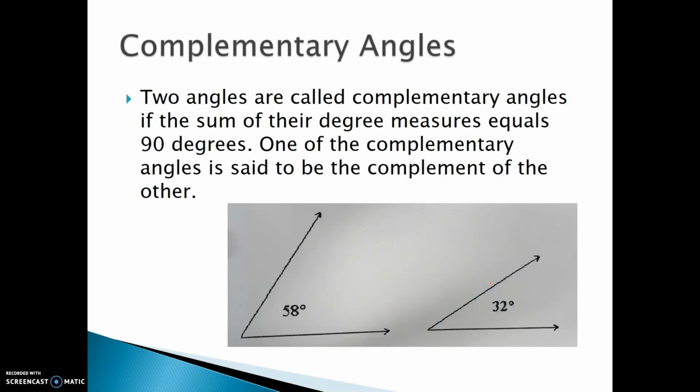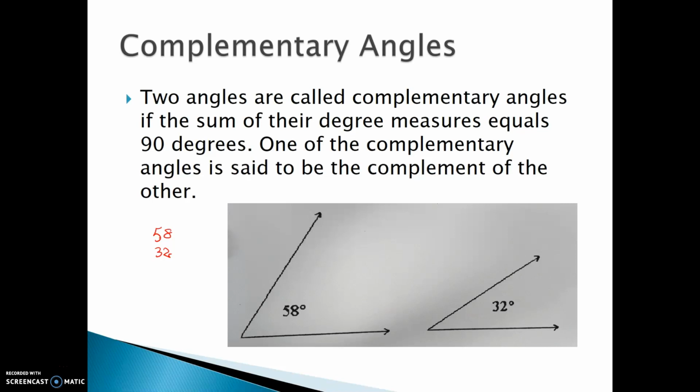Okay, let's talk a little bit more about complementary angles. Two angles are called complementary angles if the sum of their degree measures equals 90 degrees. So right here I've got an angle of 58 degrees and an angle of 32 degrees. And if I add those together, 58 plus 32, I'm going to get 90. My pen decided to quit on me, but you get the idea. If we add those together, I'm going to get 90.